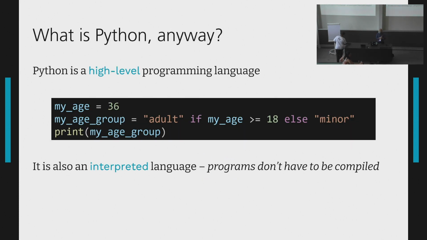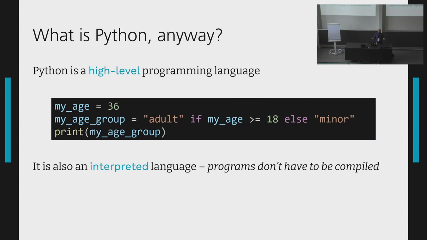what I want you to take away from what Python is, it's a high-level programming language. So take a moment to look at the code over there. How many of you think that you have an idea of what the code does? Hopefully it's something that looks somewhat easy to read. It's saying, my age is 36. And if my age is greater than 18, I'm an adult, otherwise I'm a minor, and then I'm just going to print that to the screen, right?